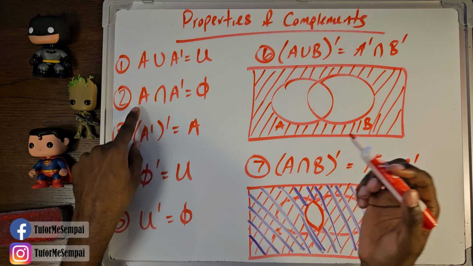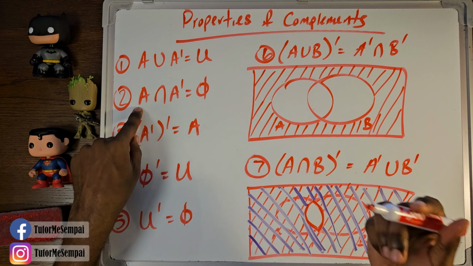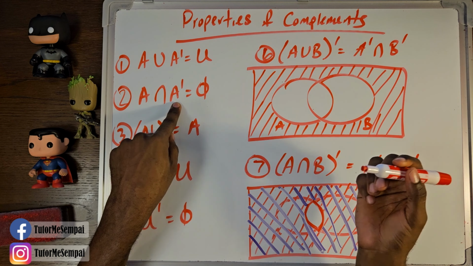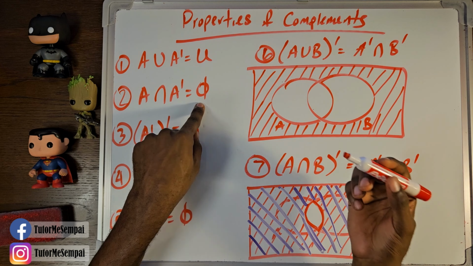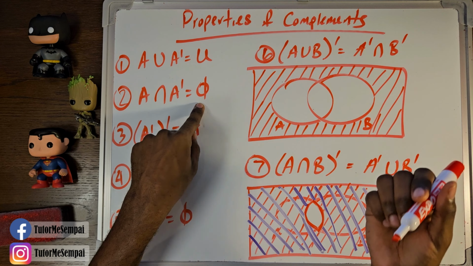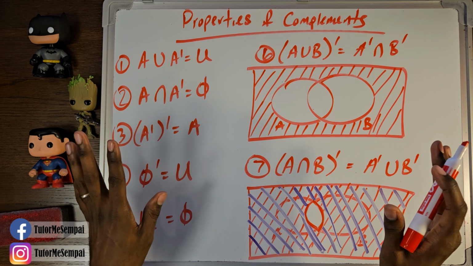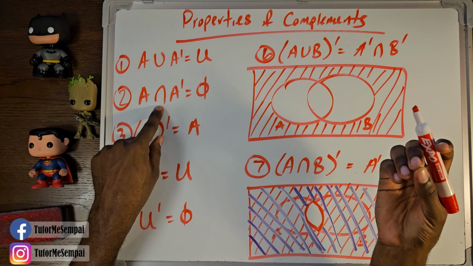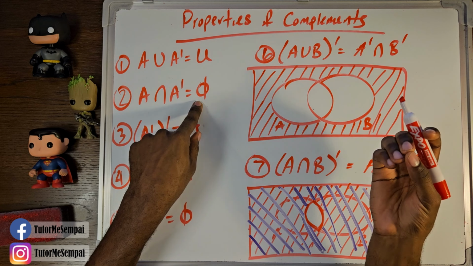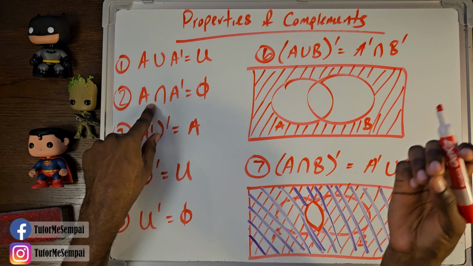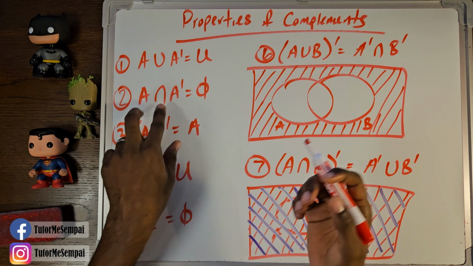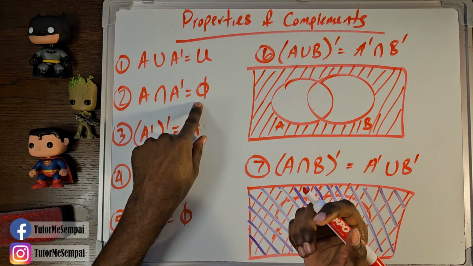How about this second one? Here we have A intersect the complement of A. And this is saying that you're going to get the empty set. Now, it makes sense if you think about it. A and its complement have nothing in common. So when you intersect them, you're going to get nothing, the empty set. There's nothing in common with these two sets. So that's why you're left with the empty set here.